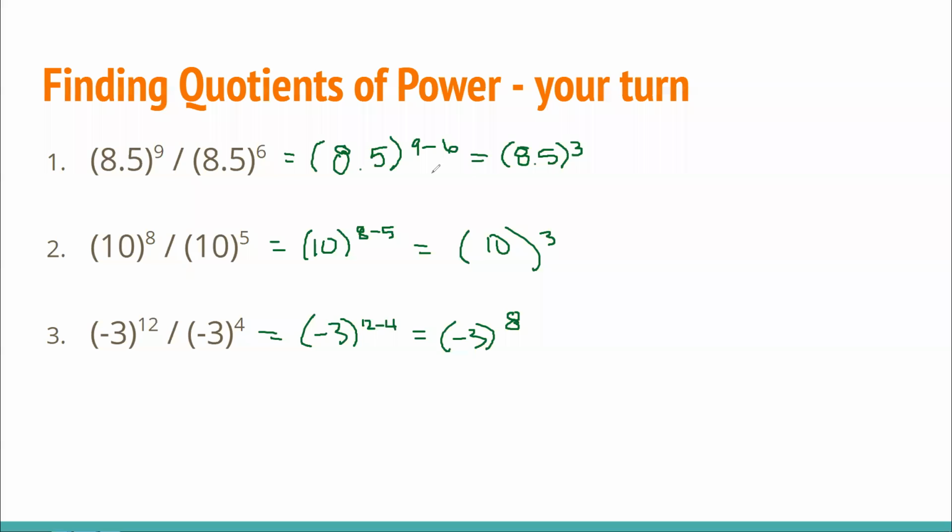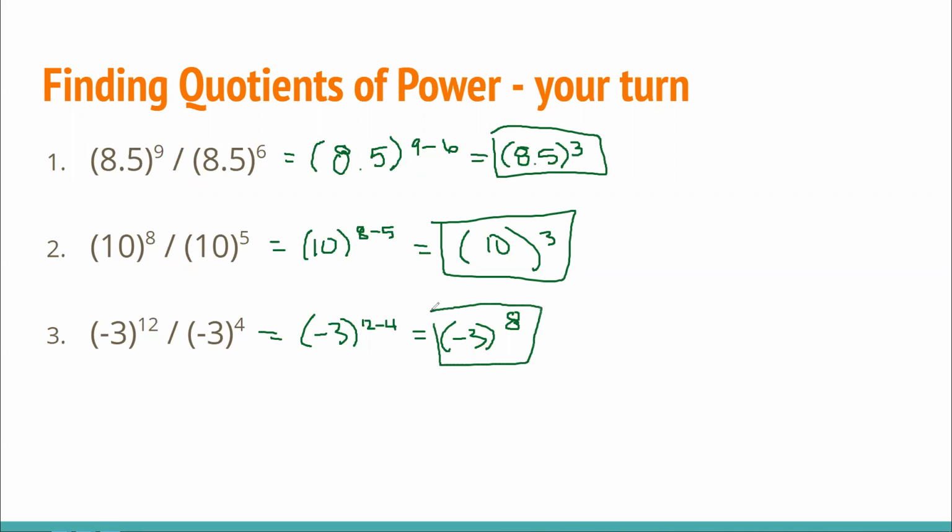And here are your answers. So this is how I show my work with these problems. Rather than expanding it out, I write what I'm doing in my exponent because that's what's really changing. So for number 1, we have 8.5 to the third. Number 2, we have 10 to the third. And for number 3, we have -3 to the 8th.